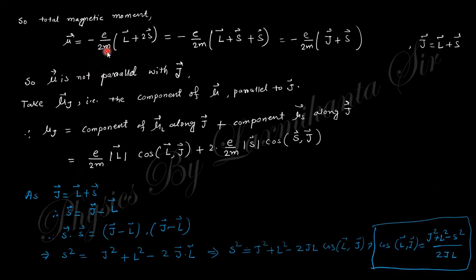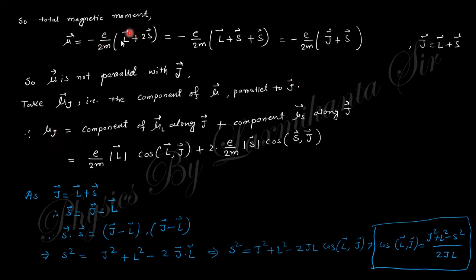So this mu is written as L plus 2S, so L plus S plus S. This is J. J is the combination of orbital and spin. So I can see this mu is not parallel to J. This is not parallel to J. There is an addition of S. But if you take mu J, which is the component of mu parallel to J, there is a negative sign, so you can say this is parallel with J.